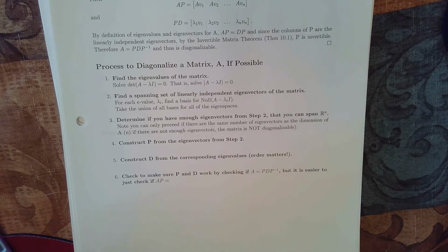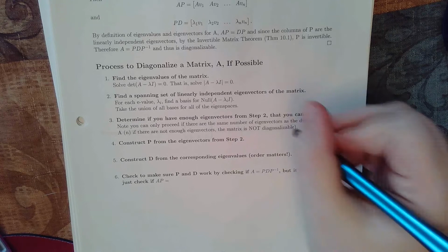Now, if we've found enough eigenvectors that we have the same dimension as whatever the matrix A is, then we have something we can diagonalize. And if we don't have enough, then we can't diagonalize the matrix.